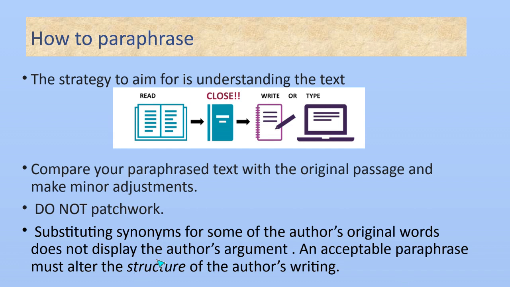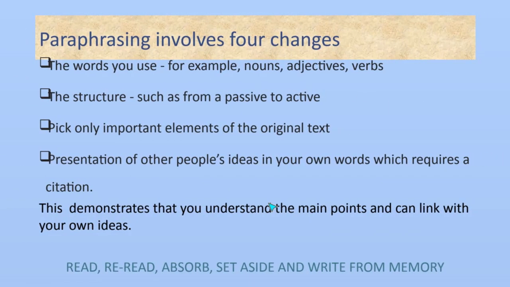So sometimes if you just get a sentence and put it into ChatGPT, or Google Translate, or any of these things, something else comes up, but it doesn't necessarily mean the same because the interpretation is not the same. So substituting synonyms does not display the author's argument, because there are so many different synonyms that have different meanings. So paraphrasing involves 4 changes: the words that you use, the structure, such as from passive to active, picking only the important elements, and presentations of other people's ideas. So I will put a sentence here in active.